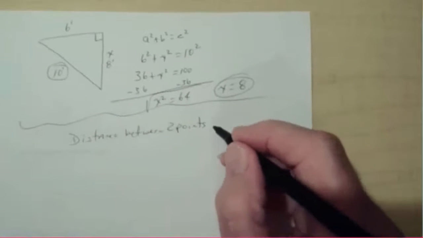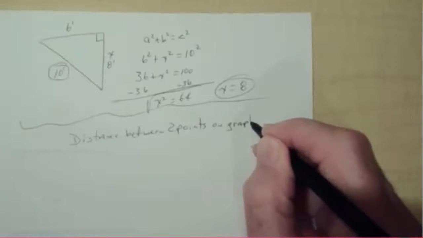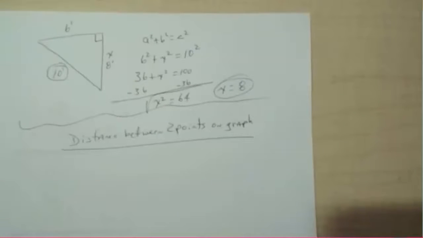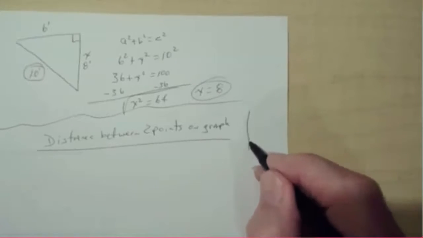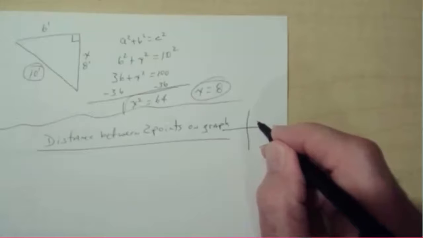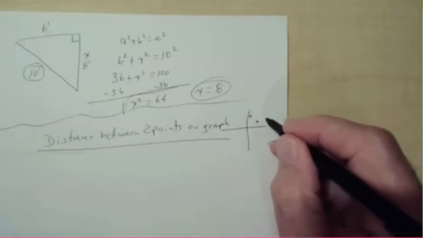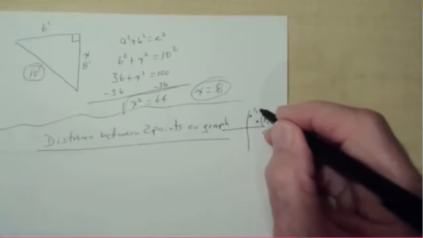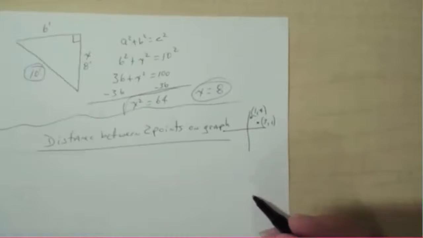Between 2 points on a graph or a coordinate plane. Okay. Now, a coordinate plane looks kind of like this. So if you have a point here and a point here, and say this one is (3, 1), and this one is (1, 4). What is the distance between these 2 points?